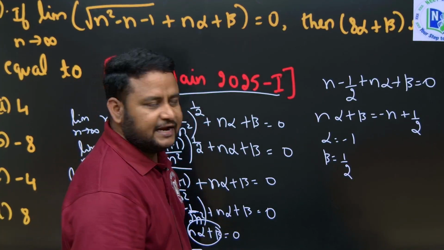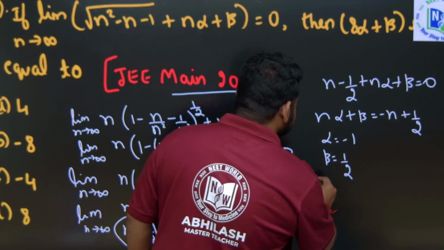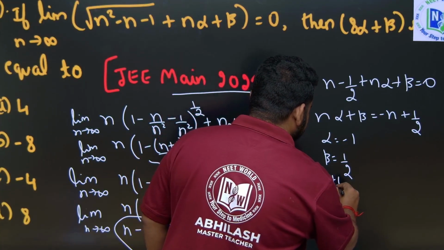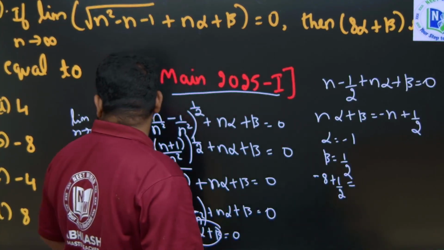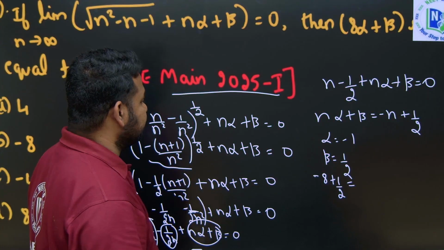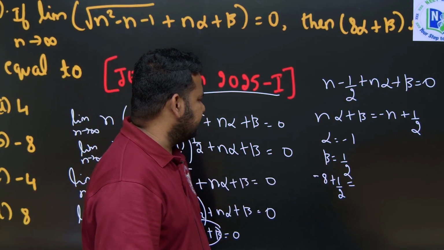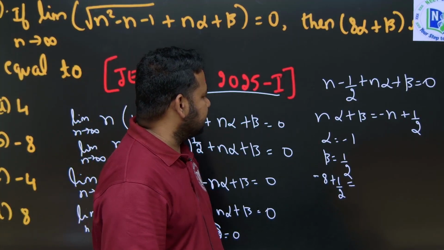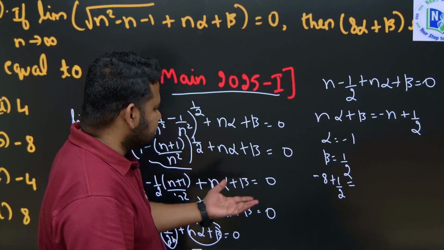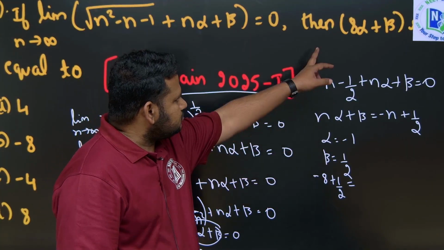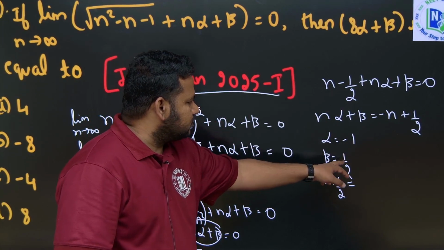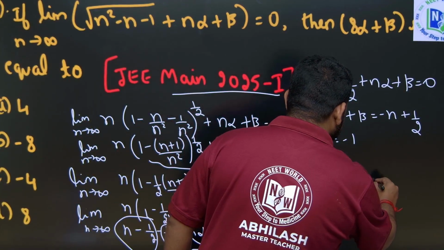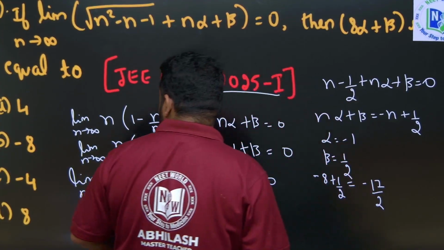So what we will do? 8 times alpha is 8 into minus 1, that is minus 8, plus beta is half. So how to find 8 times alpha plus beta? Alpha is minus 1, beta is half. So this will become minus 8 plus 1 by 2, that is minus 16 minus 1, 17 by 2. Okay, 17 by 2. Somewhere there is a mistake.